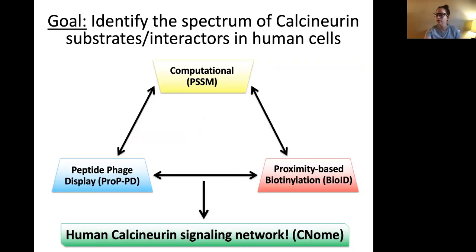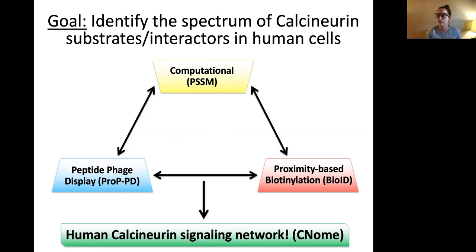So to address this goal, we're taking a SLIM-directed, multi-pronged approach, which is represented here. The goal is that each of these individual approaches, which I'll walk through in the next couple slides, would identify potential calcineurin substrates via their SLIMs, but that they would also synergize with one another to allow us to identify the human calcineurin signaling network, which I will occasionally refer to affectionately as the calcineurin Nome, because in molecular biology, everything needs an ohm these days.